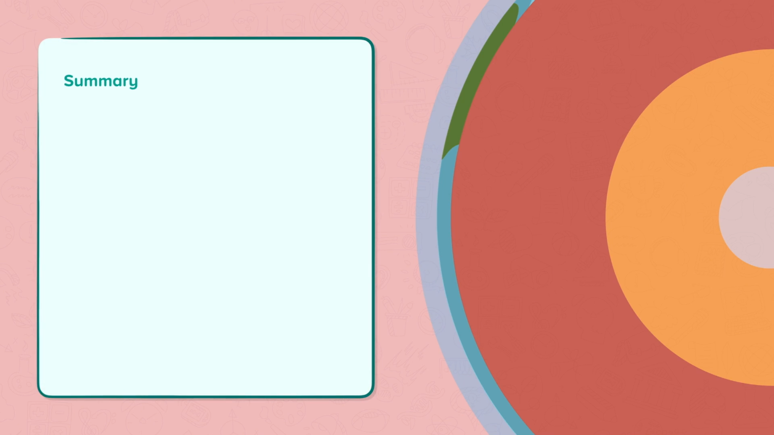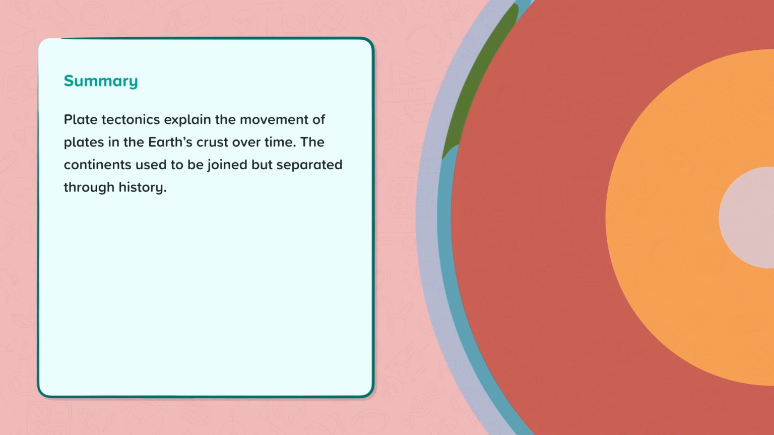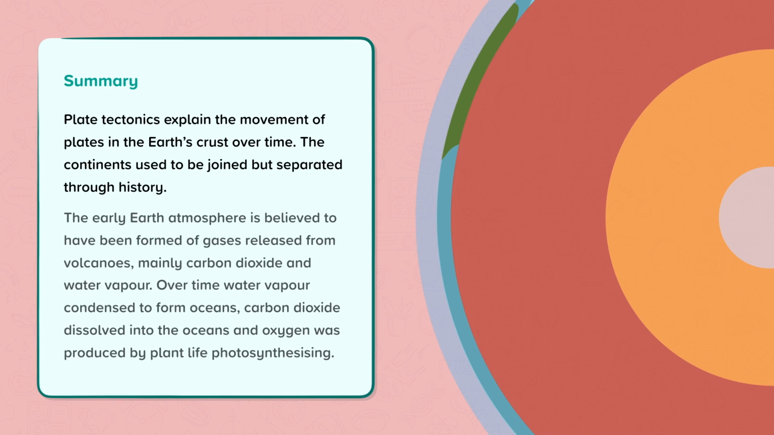So in summary, plate tectonics explain the movement of the plates in the Earth's crust over time. The continents used to be joined, but separated through history. The early Earth atmosphere is believed to have been formed of gases released from volcanoes, mainly carbon dioxide and water vapour. Over time, water vapour condensed to form oceans, carbon dioxide dissolved into the oceans, and oxygen was produced by plant life photosynthesizing.